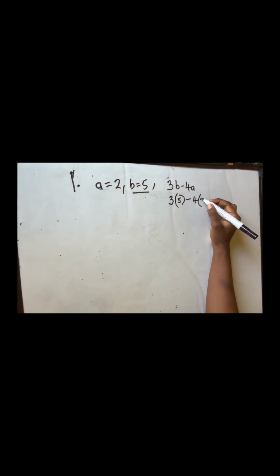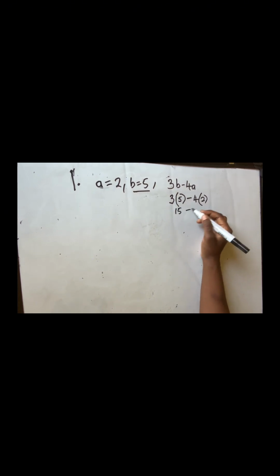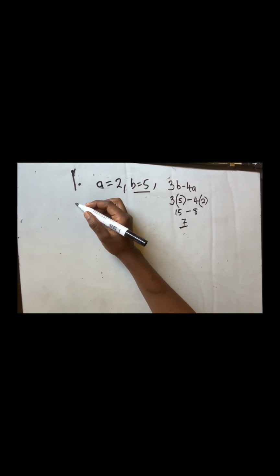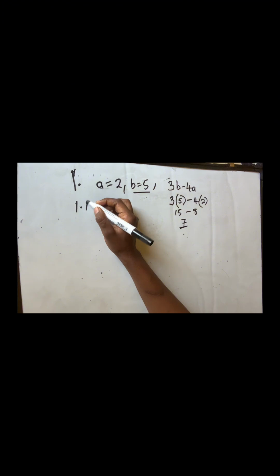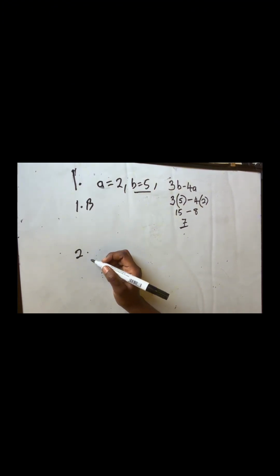So our value of A is 2. Whenever I put numbers like this, it means they are multiplying. So 3 times 5 is 15, minus 4 times 2 is 8. Okay, so what is 15 minus 8? 7. So our answer for question 1 is 7. On your multiple choice, you can put question 1B. Okay, that's our answer. We move to question 2.